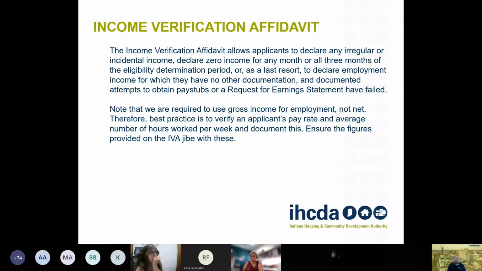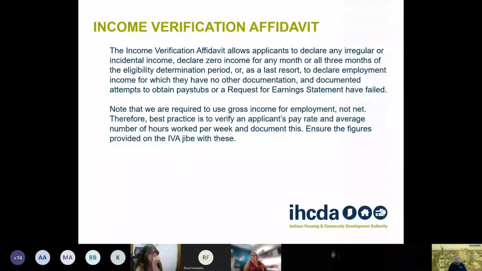And we have the income verification affidavit. The IVA allows applicants to declare any irregular or incidental income, declare any months of 0 income, or even a total 3-month 0 income for the eligibility determination period, or as the last resort to declare employment income for which they have no other documentation and documented attempts to obtain pay stubs or a request for earnings statement have failed.